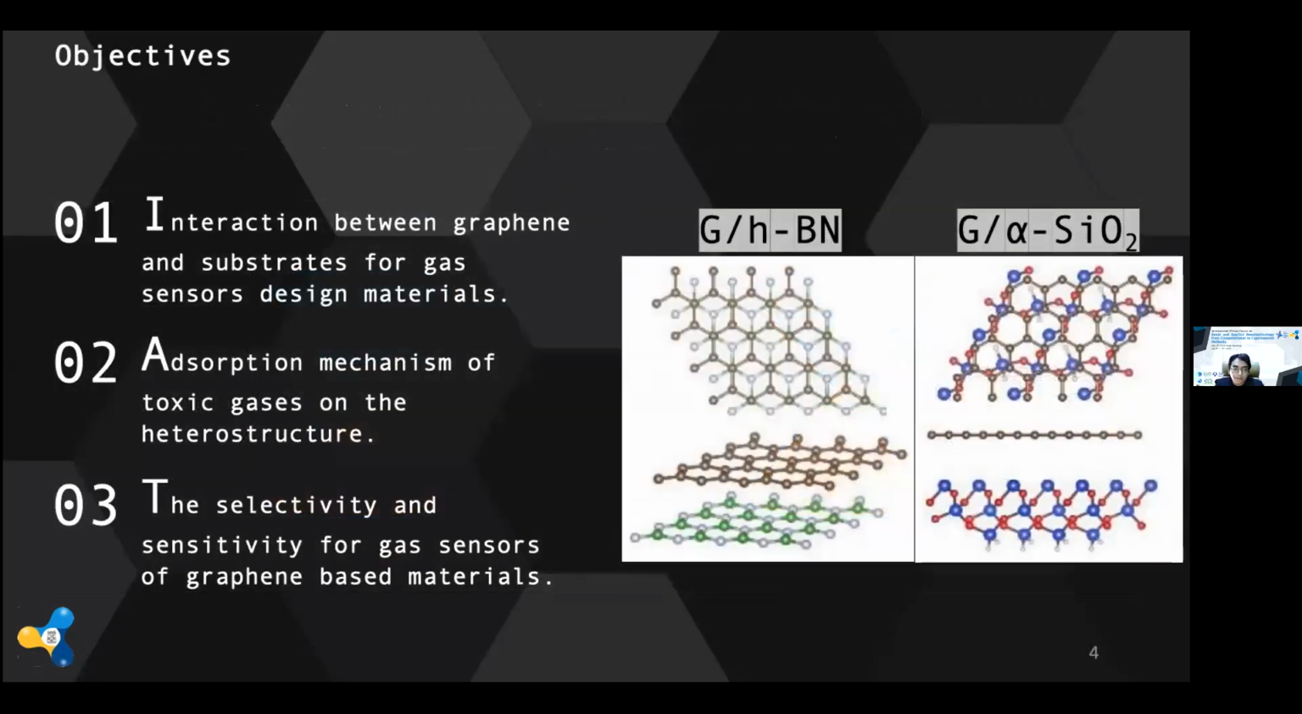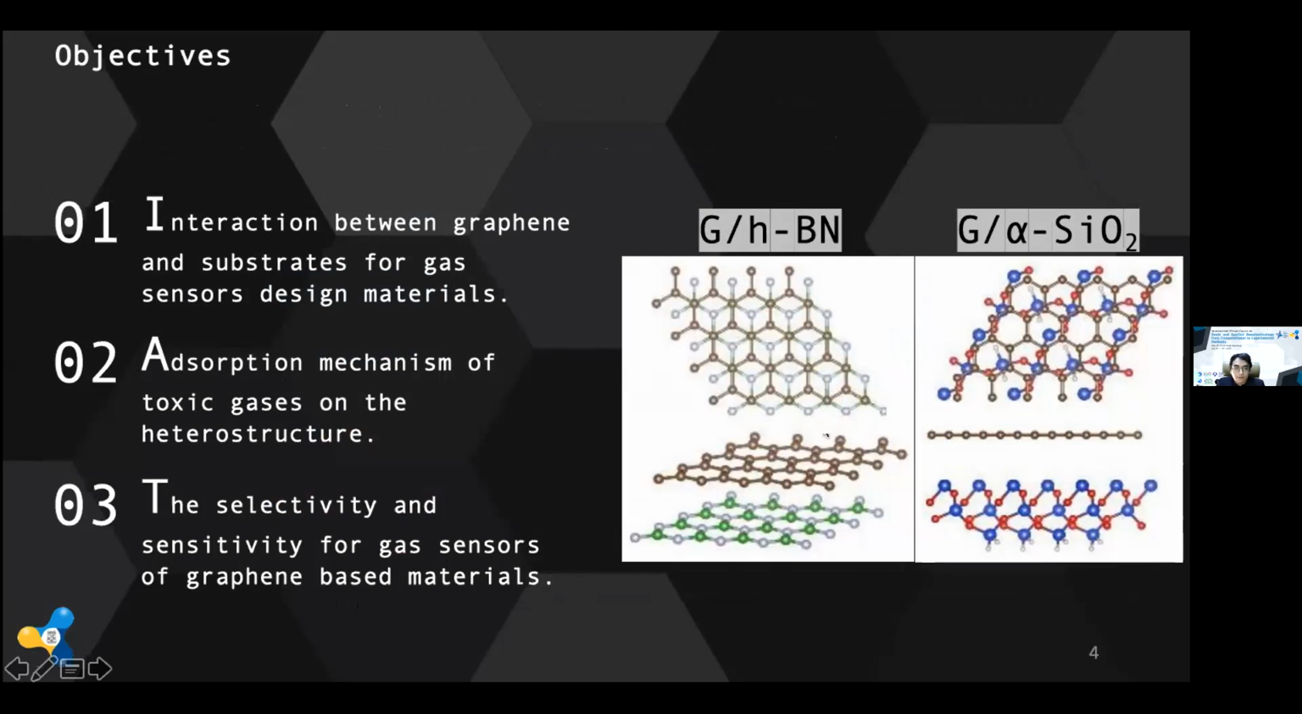Okay, the objective of Dr. Pang's study is, first, to learn the interaction between graphene and substrate for gas sensor design materials. The second is to understand the absorption mechanism of toxic gases on the heterostructure. And the last is to know the selectivity and sensitivity of gas sensors of graphene-based materials.